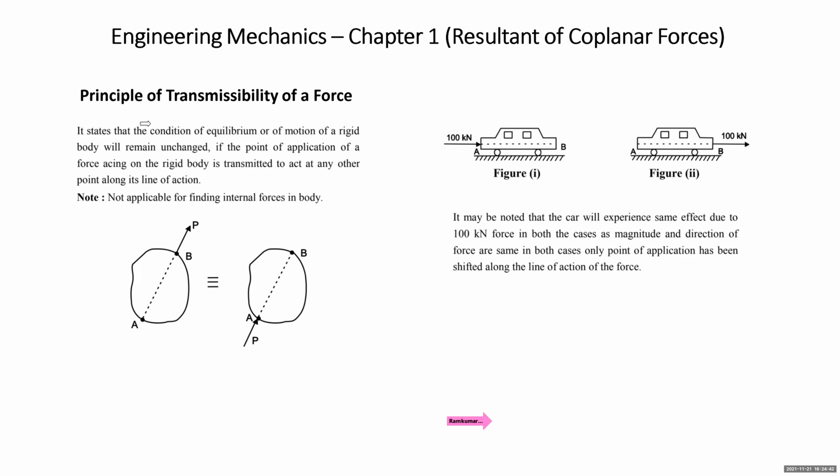What is the principle of transmissibility? It states that the condition of equilibrium or motion of a rigid body is not affected if a force is transmitted to act along its line of action at some other point. I repeat once again, the state of rest or of motion of a body is not affected if a force acting on it is transmitted to act along its line of action at some other point.